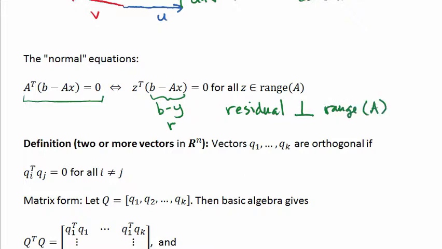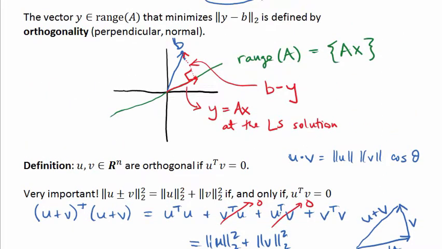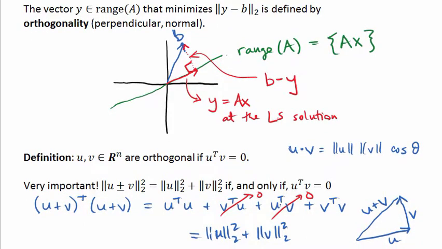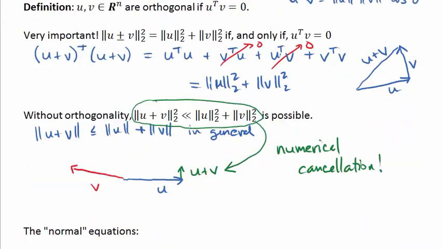Again, I'll go back up to the picture. The range of A is the green line. The residual is the normal to it. The best you can do is to make the residual orthogonal to the range, and that makes that distance as short as possible for the red vector.